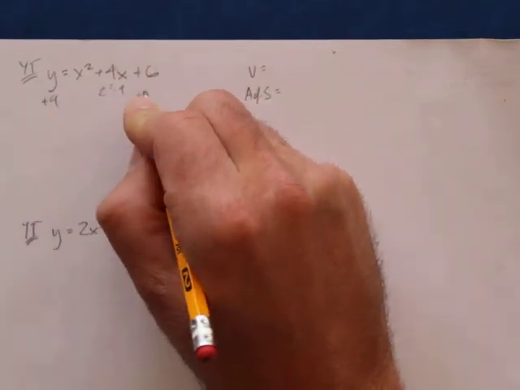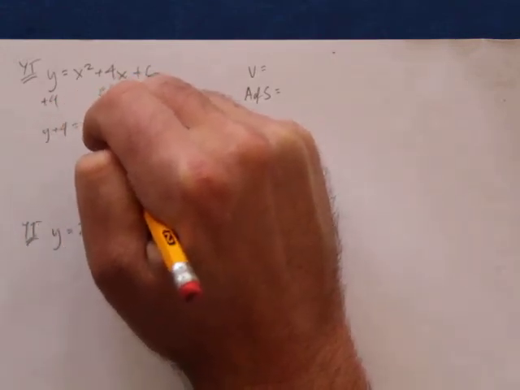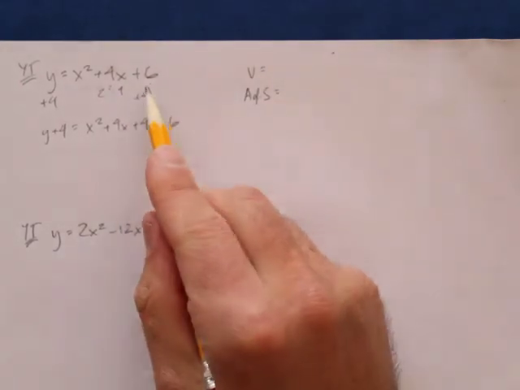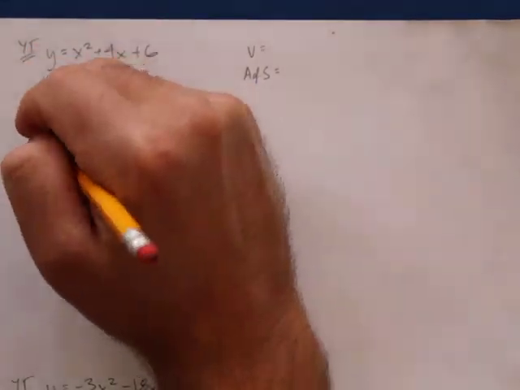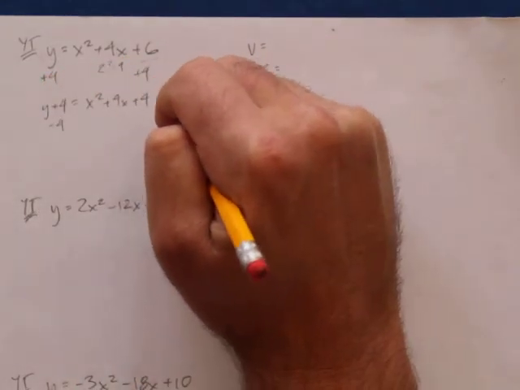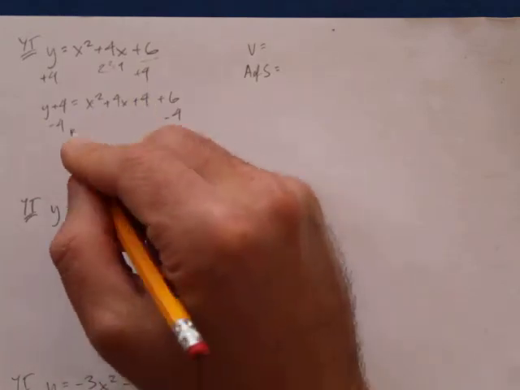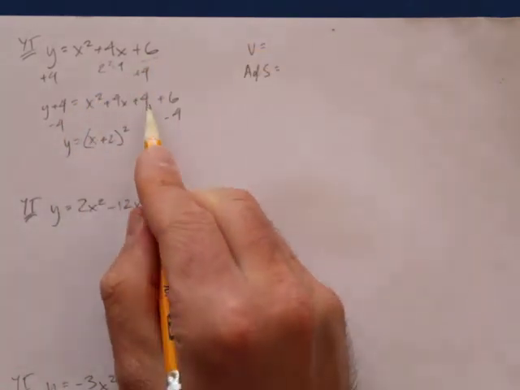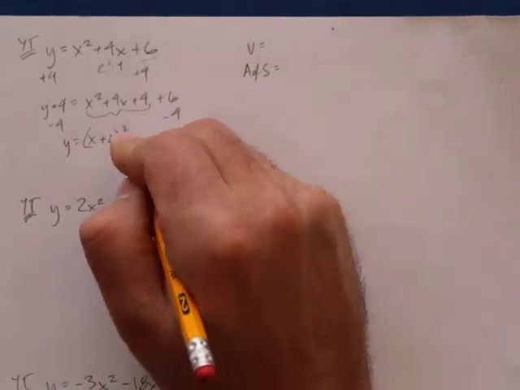Plus 4, plus 4. I get y plus 4 equals x squared plus 4x plus 4 plus 6. Remember, don't forget that 6, even though we're trying to ignore it, we need to keep that here. All right, I'm going to do 2 things at one time here. I'm going to subtract 4 from each side, and I'm going to change this to be x plus 2 squared. Y equals x plus 2 squared. That's this perfect square. And then 6 minus 4 is 2.